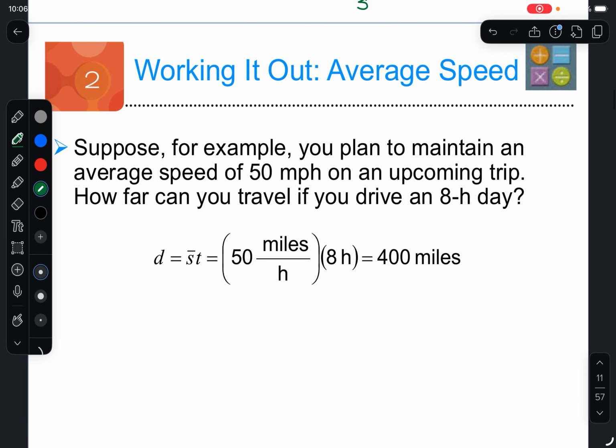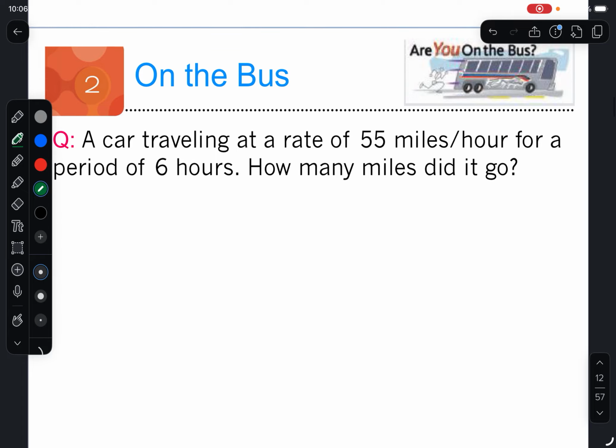And now there's one other variable in that formula, and that is distance. So when I rearrange it for distance, I get distance equals average speed times time. Now in my problem, I'm given a speed of 50 miles per hour, and I'm given a time of 8 hours, and I'm asked to find my distance. So my distance is going to be 50 miles per hour times 8 hours, which will give me an answer of 400 miles. Okay, let's do a couple practices.